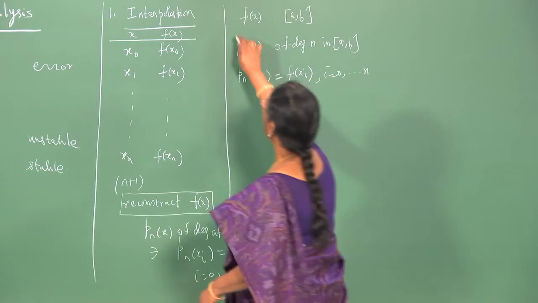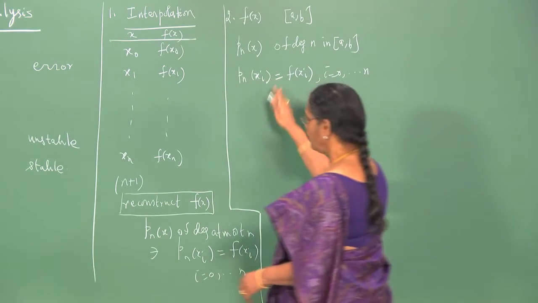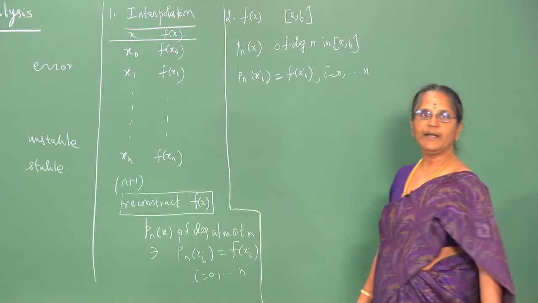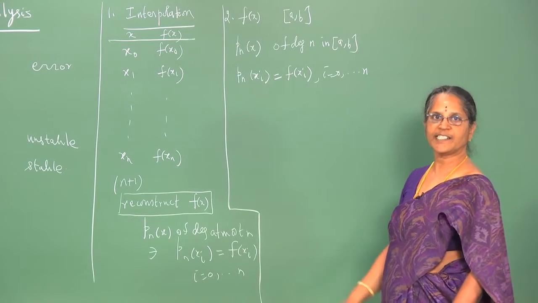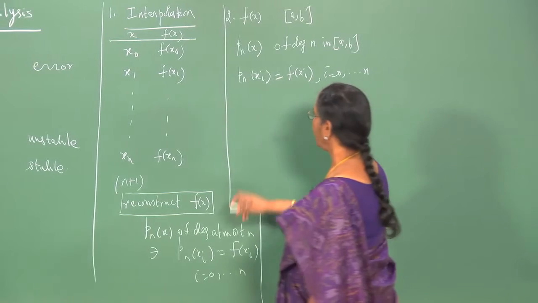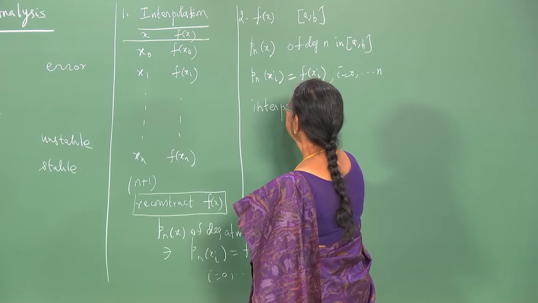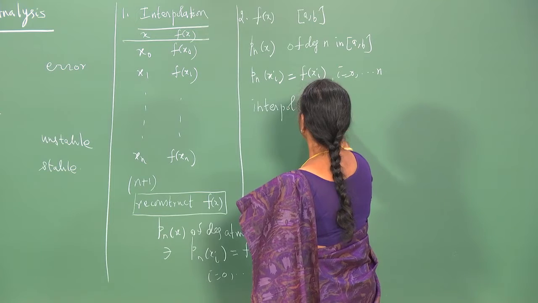When I do any of these, either problem 1 or problem 2, and seek a polynomial Pn of x that interpolates the function f of x at a set of given discrete points, then I am essentially doing interpolation by polynomial.